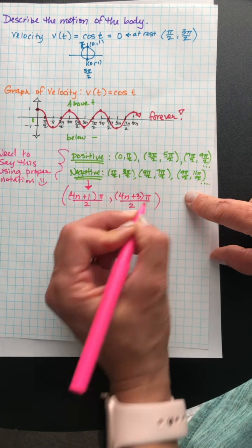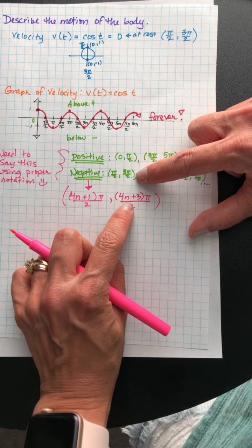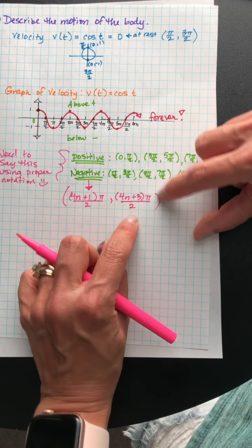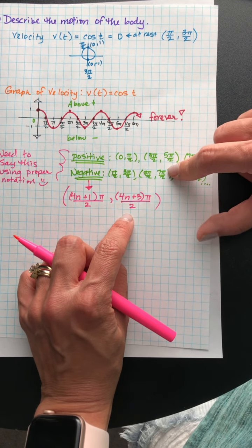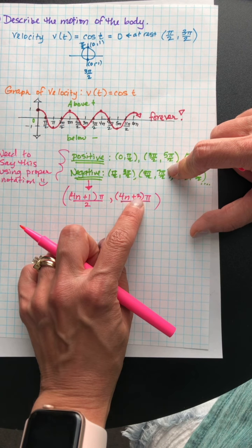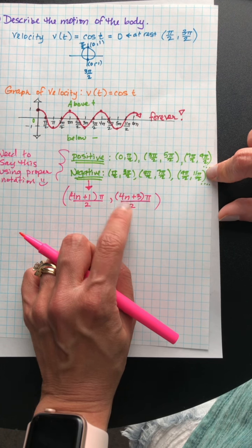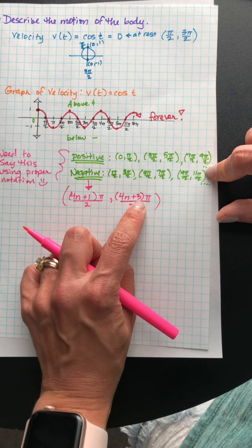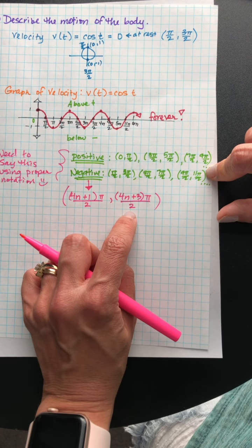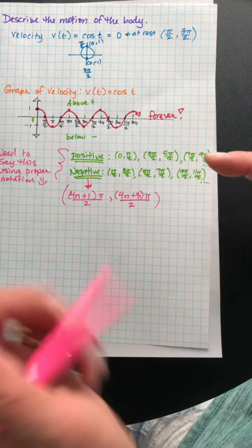And now let's check it. So if I plug in the 0, 0 times 4 is 0, 0 plus 3 is 3, so I'll get 3 pi over 2. If I plug in a 1, 4 times 1 is 4, 4 plus 3 is 7, I'll get a 7 pi over 2. If I plug in a 2, 4 times 2 is 8, 8 plus 3 is 11, I'll get 11 pi over 2. So this is working.